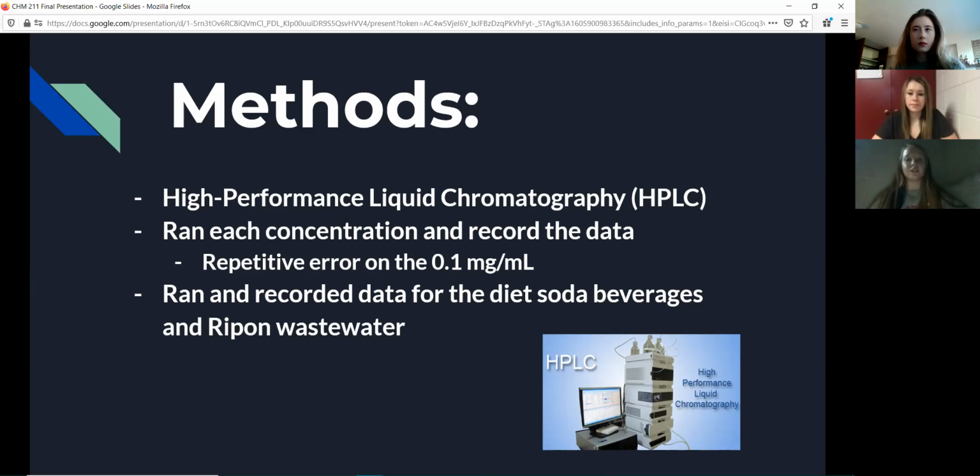We ran each concentration through the instrument and collected data. We then analyzed our data and noticed that our stock solutions looked good until we got to the 0.10 milligram aspartame per milliliter solution. This was a repetitive error because we ran the solution multiple times, even with numerous stock solutions. The R-squared value looked very good for the data of the 0.04, 0.06, and 0.08 solutions, however, it lowered with the addition of the 0.10 stock solution. We used the same method and the same high-performance liquid chromatography instrument for the said diet beverages and wastewater.